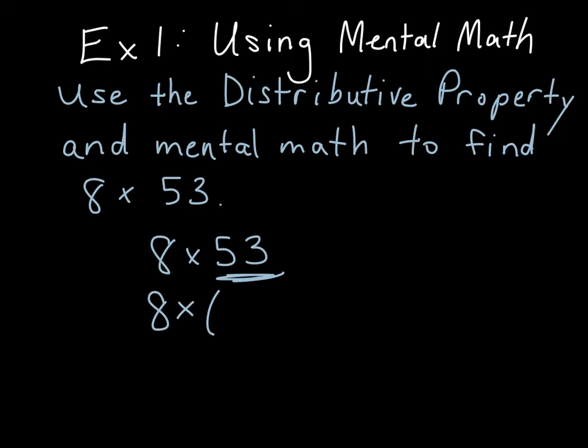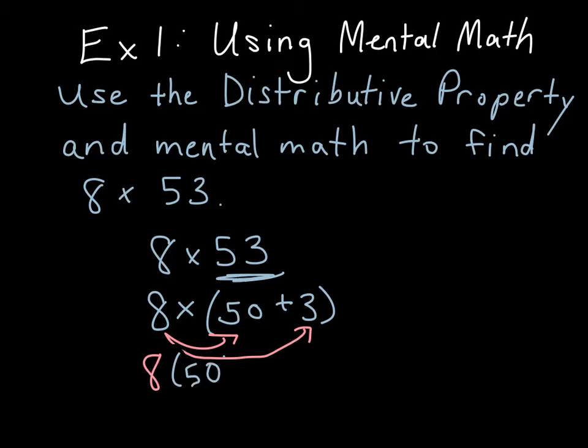So 53 can be broken into numbers that are easier to multiply, like 50 plus 3, because that's what 53 equals. And then we can just use that distributive property, 8 times 50 and 8 times 3. So we've got the 8 times the 50. And we do have to make sure that we remember to use the addition, because that's what we did to break that 53 apart. And then we would add that, and again, make sure you distribute the 8 to both numbers inside the parentheses.